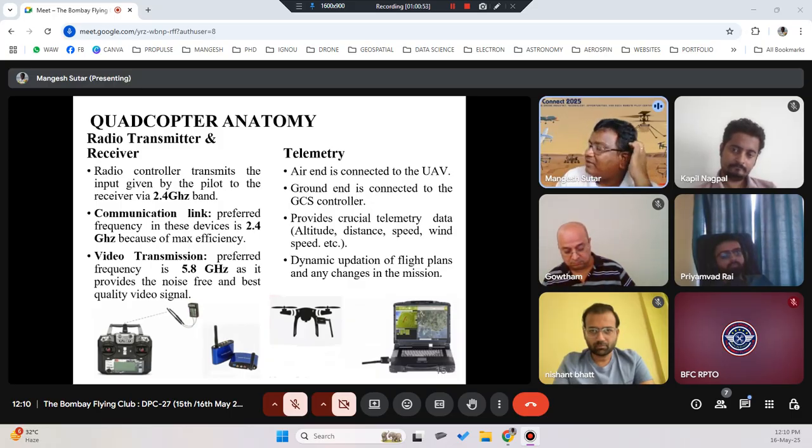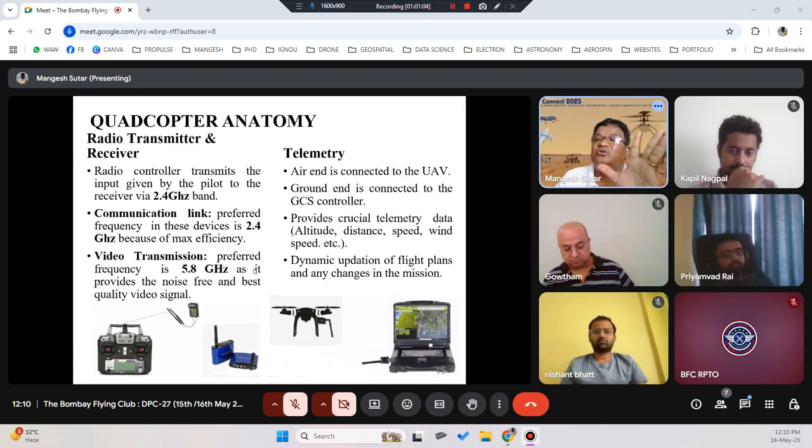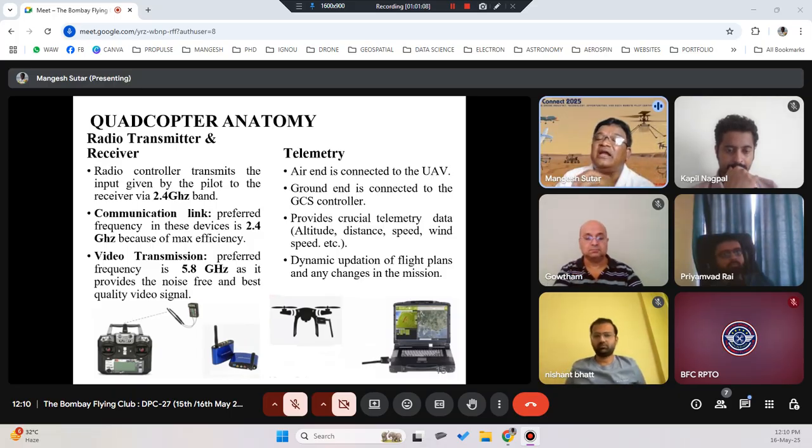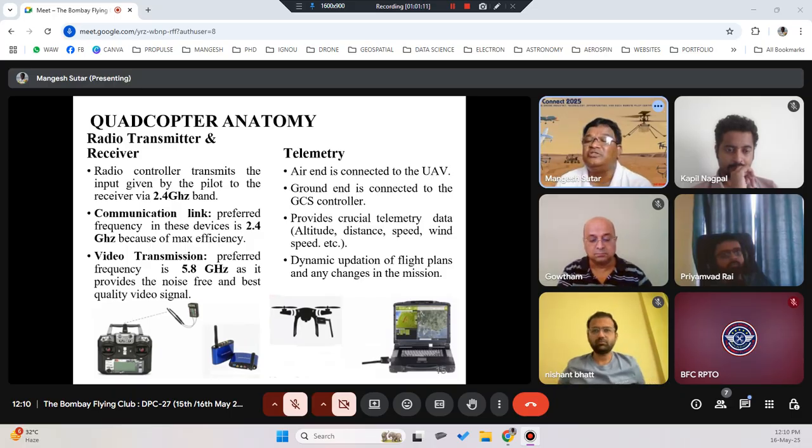That's why in type certified drones, the DGCA has made it very mandatory. Your drone needs to be bound to the specific receiver only. That cannot be changed. So that is how you are safeguarding your operations. We'll see that in emergency situations also, where a hostile takeover of your drone can happen.